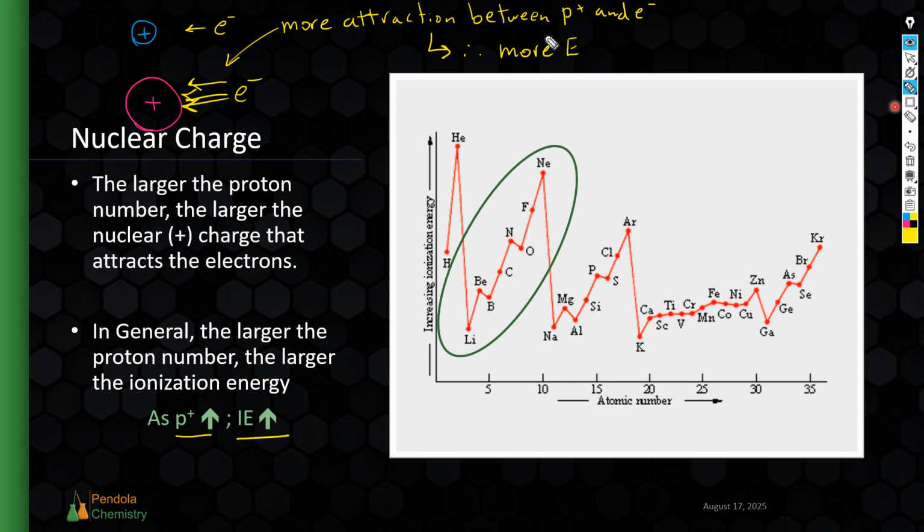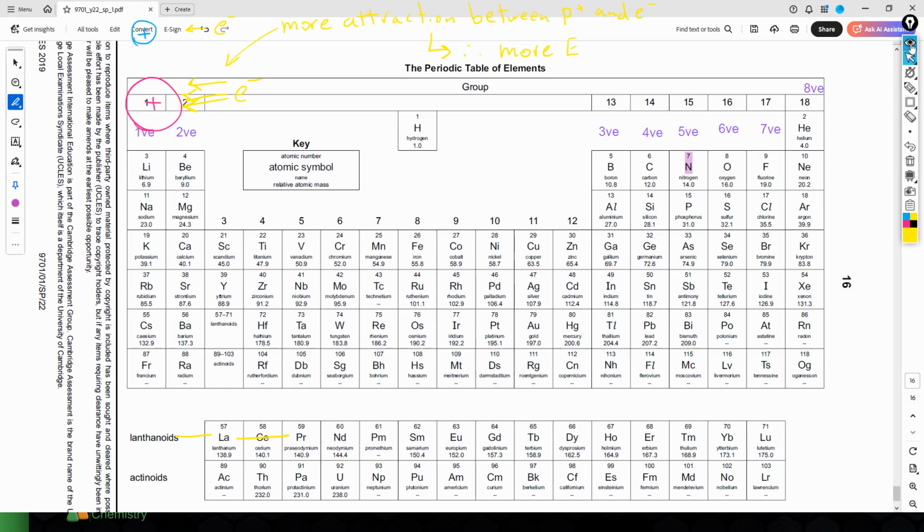E is just energy, capital E is energy in chemistry. So the more protons, the more attraction between the protons and the electrons. The more attraction between the protons and electrons, the more energy is needed to remove those electrons. It's pretty straightforward in that sense, even though this is not the only thing that we need to consider. So be very careful. This is about one of three factors. And we can see that general increase if we look at group 2 of the periodic table. Again, group 2 of the periodic table is lithium through neon.